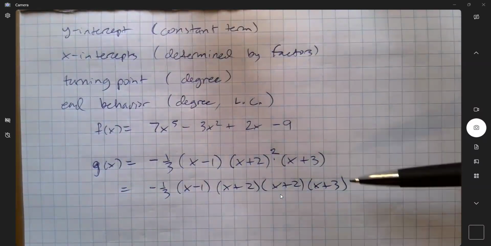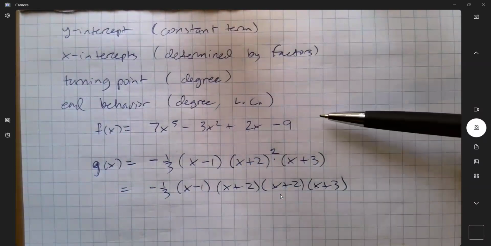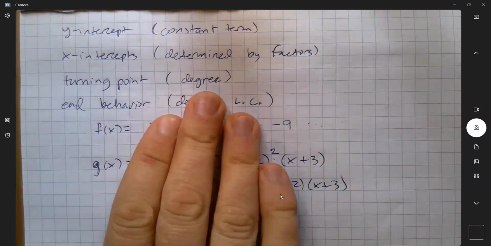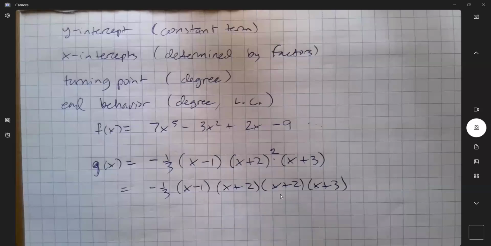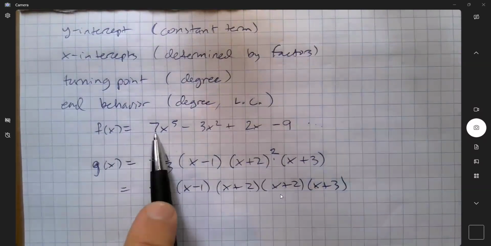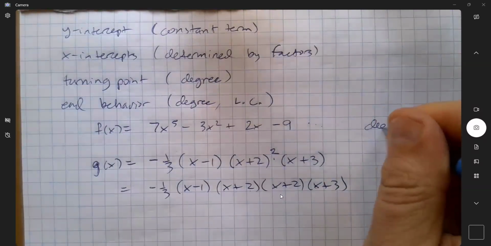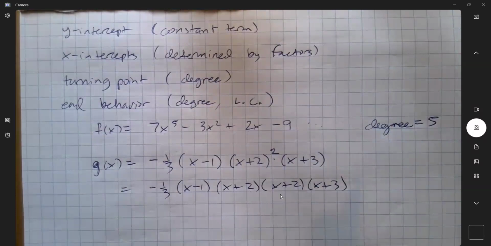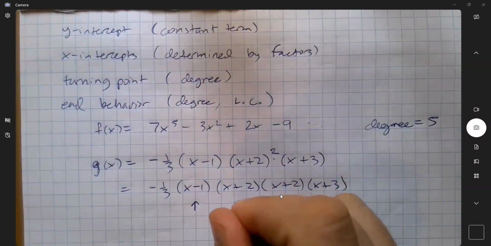So if I needed to find out the y-intercept, I would prefer standard form, because then I could just say my y-intercept is -9. If I have to figure out my x-intercepts, I would prefer the factored form, because now I can say my x-intercepts are 1, -2, and -3, and the -2 actually appears twice. If I need to figure out the turning points, I need the degree. Well, that's really easy when it's written in standard form. Here the degree is 5.